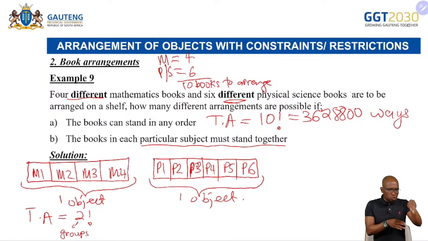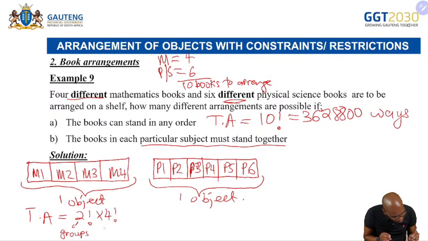But now if you zoom into the mathematics books, since they are 4, they can also interchange positions. You can start with M4, M2, M1. You can interchange the respective positions of the books. Since they are 4, they can interchange in 4 factorial ways. This is for the mathematics.